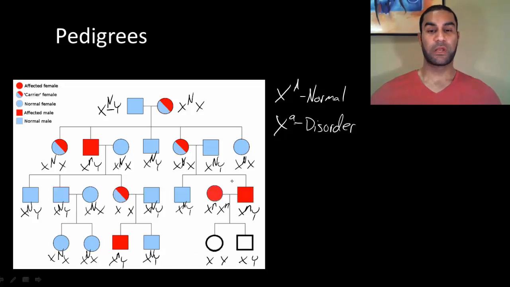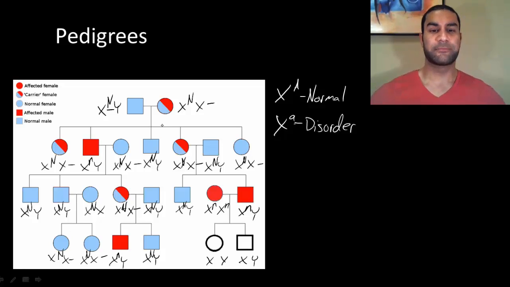So what I would do next, if I didn't already tell you which ones were carriers or not, would be to figure out what the second X is for all of these unaffected females. And there are different ways that we can figure this out. Again, oh sorry, it should be capital there. So again, some ways to do this.